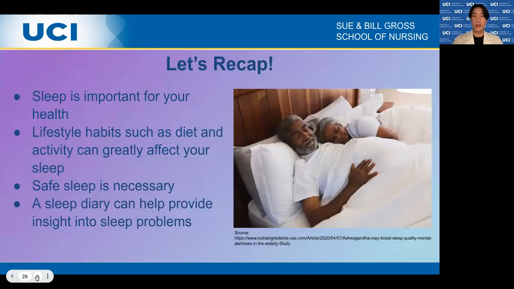And finally, we'll pass it off to Riley to conclude. Thank you, Elijah. So let's recap. Sleep is important for your health. Lifestyle habits such as diet and activity can greatly affect your sleep. Safe sleep is necessary, and getting a good amount of sleep is very important. A sleep diary can also provide helpful insight into sleep problems.